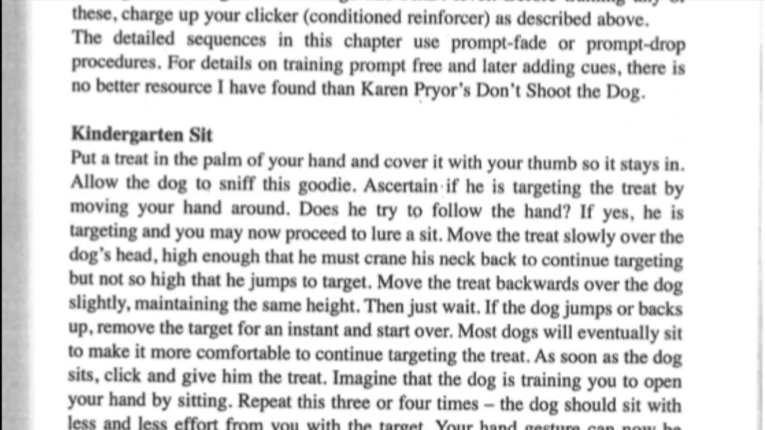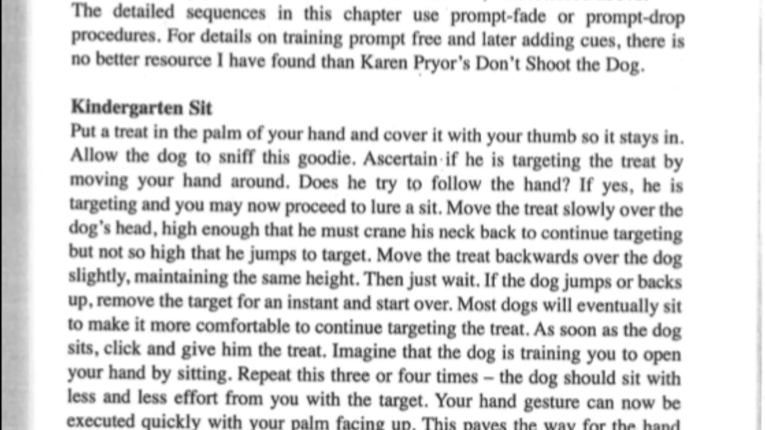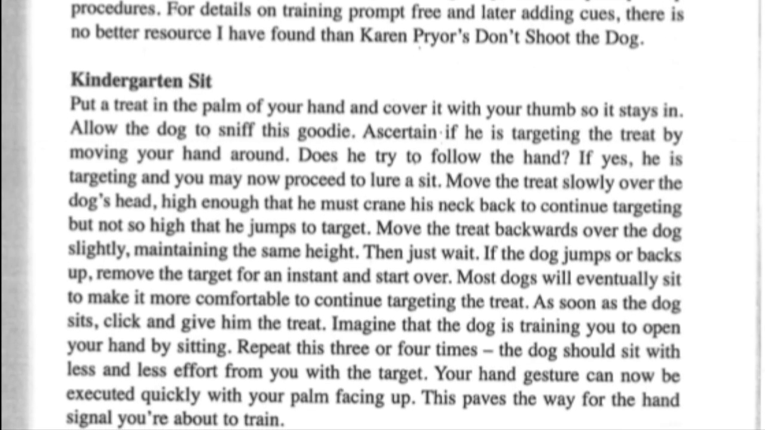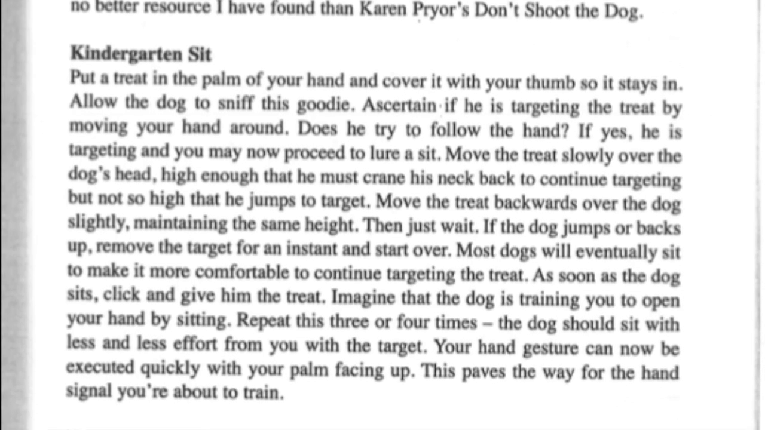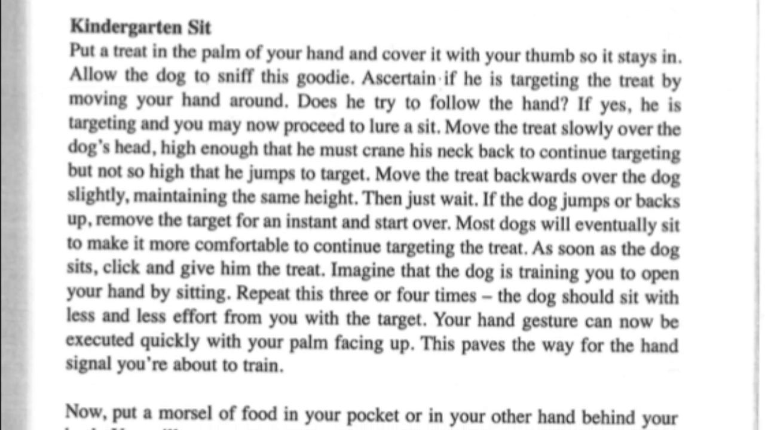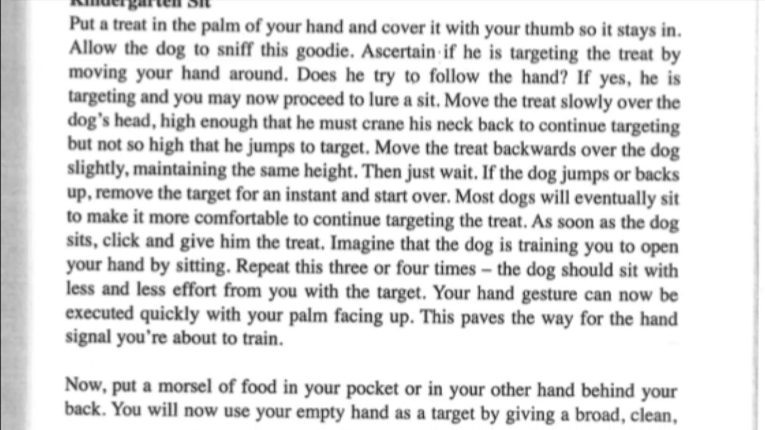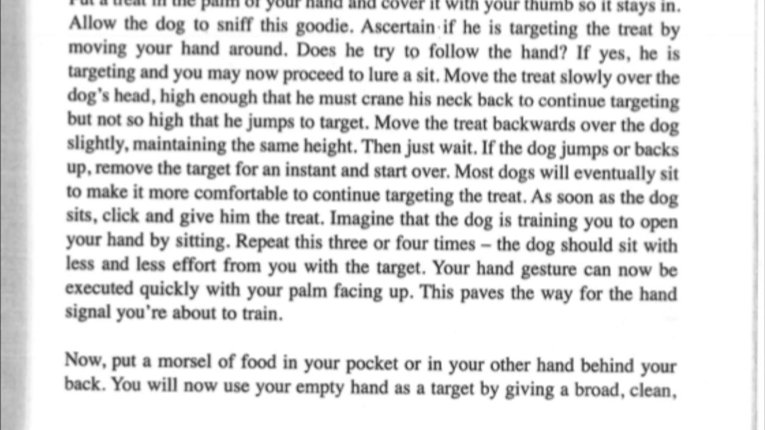Move the treat slowly over the dog's head, high enough that he must crane his neck back to continue targeting, but not so high that he jumps to target. Move the treat backwards over the dog slightly, maintaining the same height. Then just wait. If the dog jumps or backs up, remove the target for an instant and start over. Most dogs will eventually sit to make it more comfortable to continue targeting the treat. As soon as the dog sits, click and give him the treat.